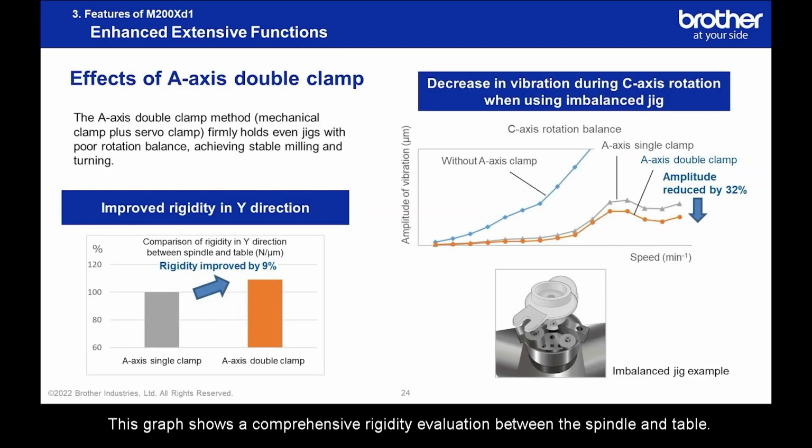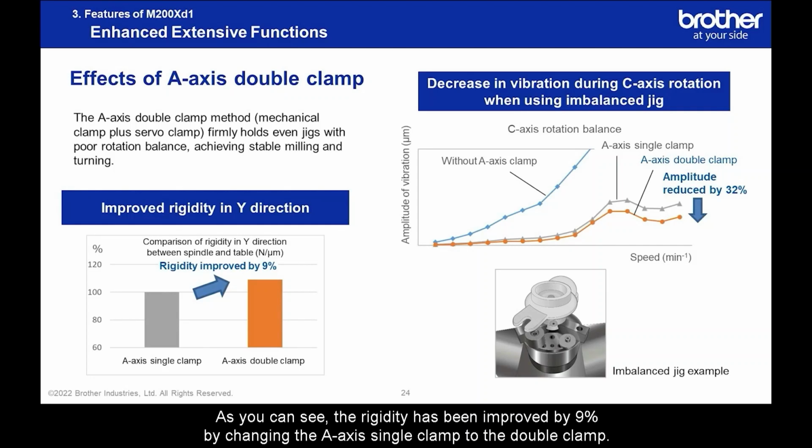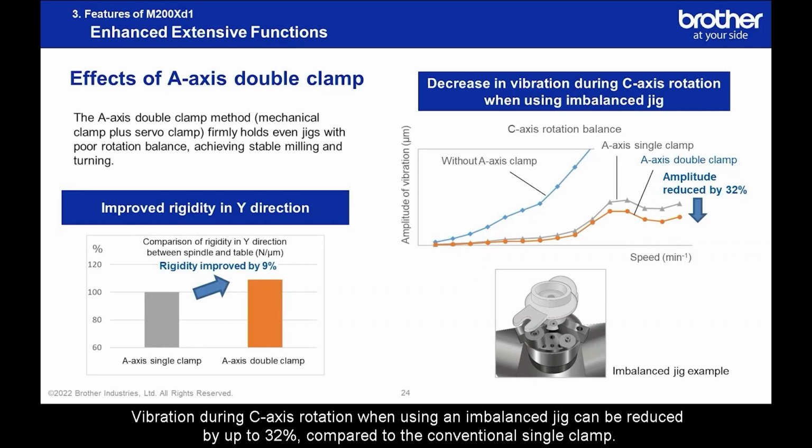This graph shows a comprehensive rigidity evaluation between the spindle and table. As you can see, the rigidity has been improved by 9% by changing the A-axis single clamp to the double clamp. Vibration during C-axis rotation when using an imbalanced jig can be reduced by up to 32%, compared to the conventional single clamp.